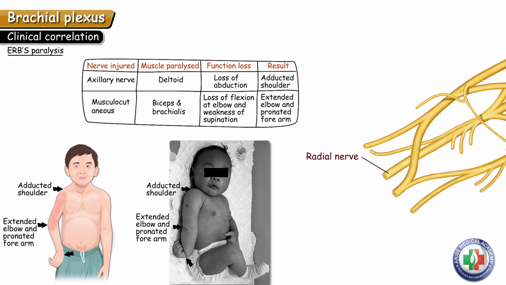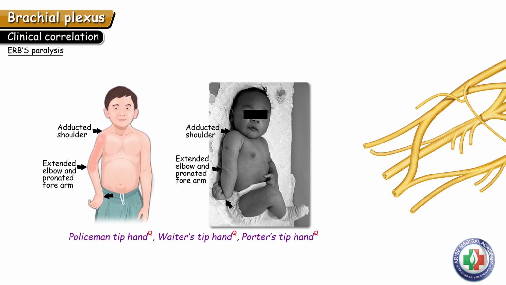Radial nerve has a root value of C5 to T1. Thus, in Erb's paralysis, some of the fibers entering the radial nerve are also affected, and these fibers generally supply the brachioradialis muscle. Thus, because of loss of action of the deltoid, there is an adducted shoulder. Because of loss of action of biceps and brachialis, there is an extended elbow and a pronated forearm. This has been called as a policeman's tip hand, waiter's tip hand, or a porter's tip hand.